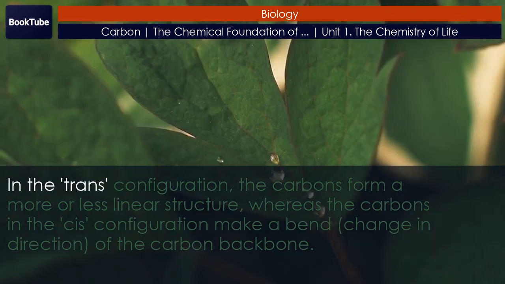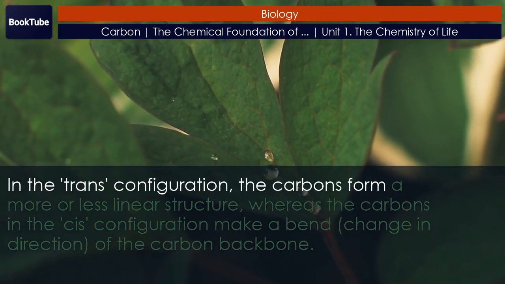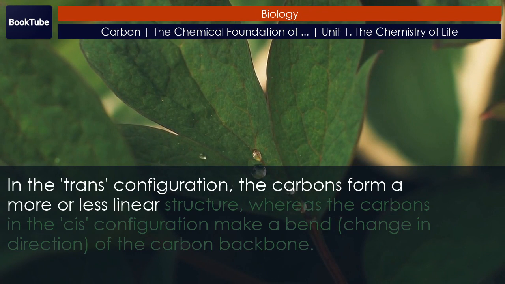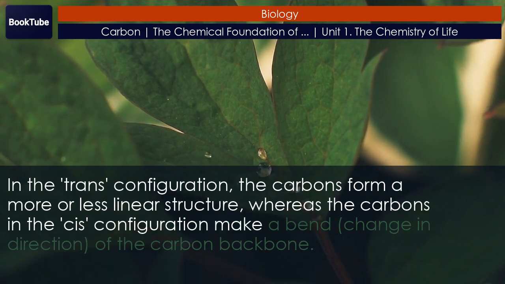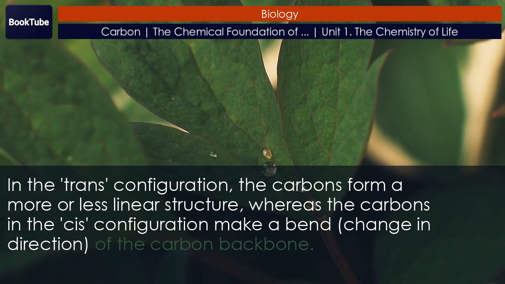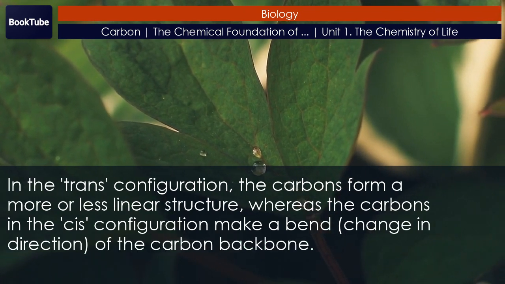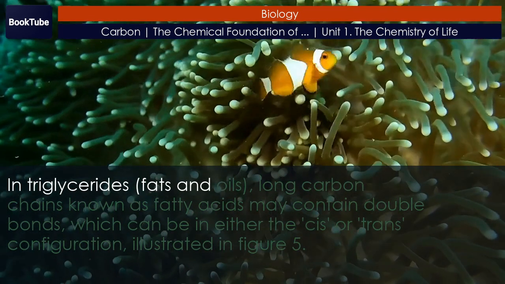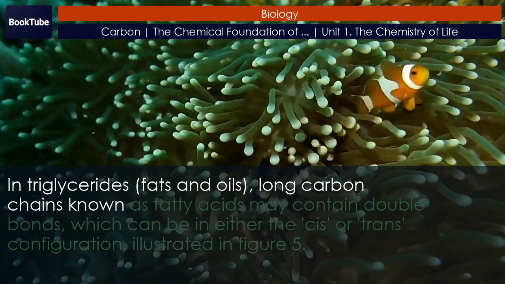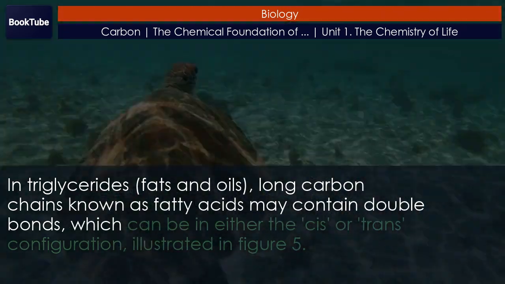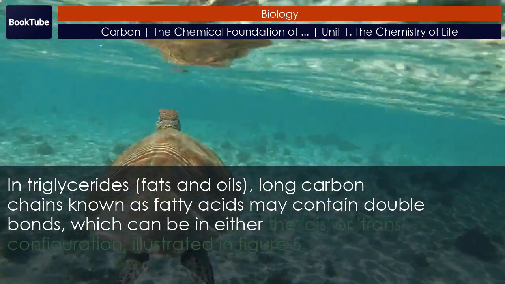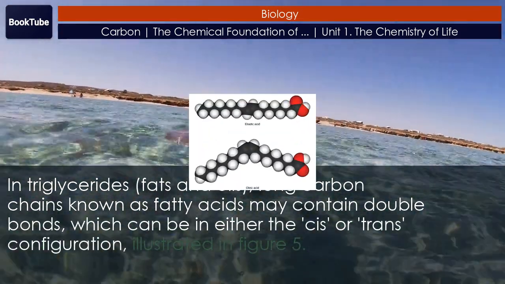In the trans configuration, the carbons form a more or less linear structure, whereas the carbons in the cis configuration make a bend, a change in direction of the carbon backbone. In triglycerides, fats and oils, long carbon chains known as fatty acids may contain double bonds, which can be in either the cis or trans configuration.